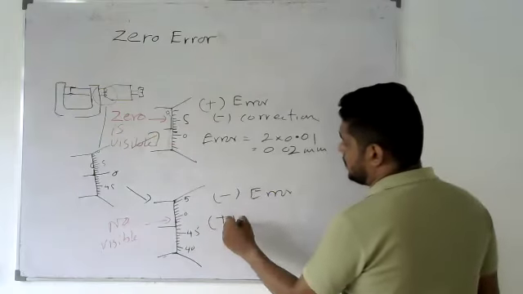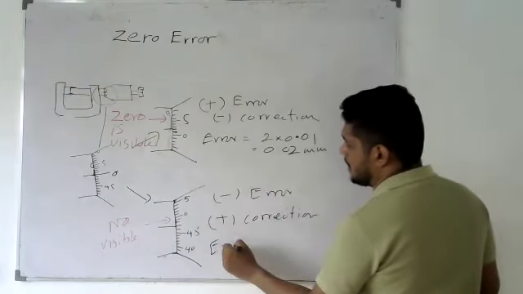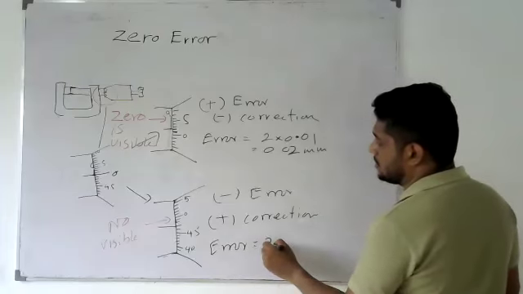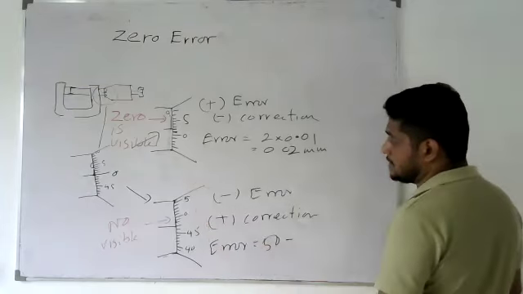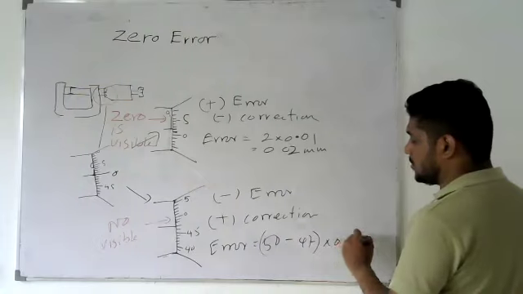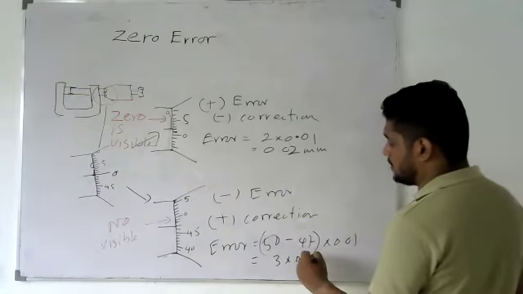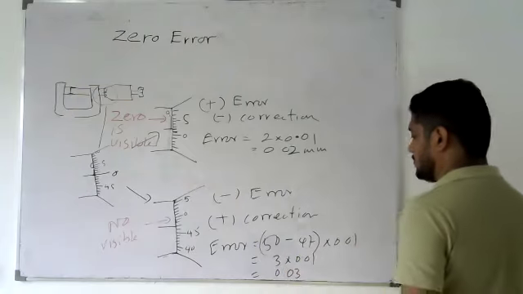And the positive correction, so the error is 50, that is the total number of divisions, minus 47, so 3 into 0.01, which means the error is 0.03.